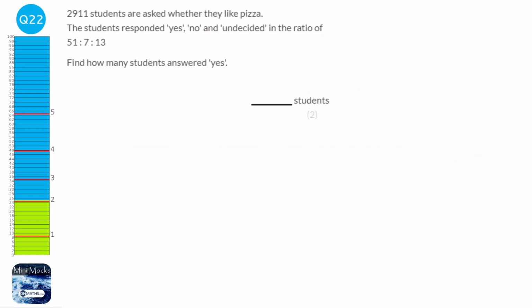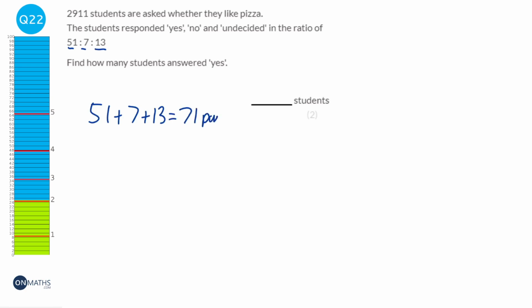We've got to first of all work out how many parts there are altogether in our ratio. So we've got 51 saying yes, 7 saying no, and 13 undecided. So altogether we've got 51 plus 7 plus 13, which is 71 parts.